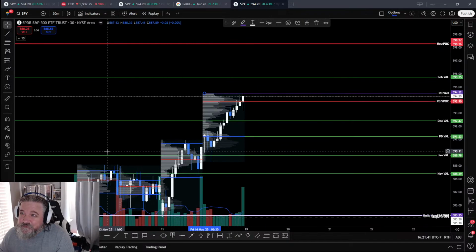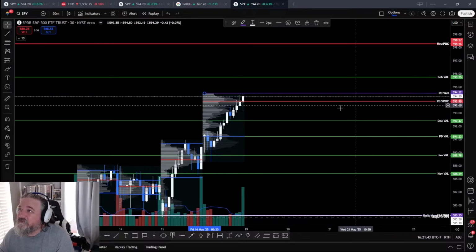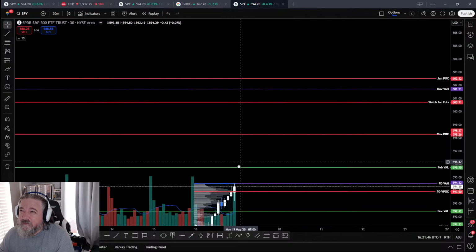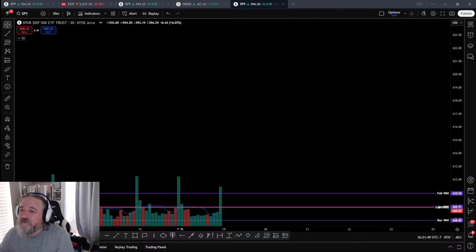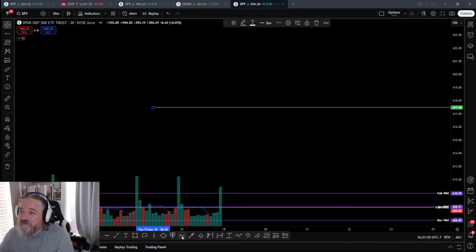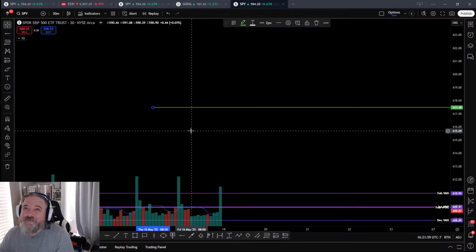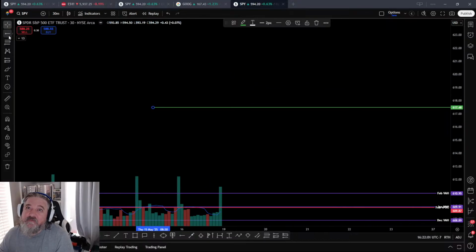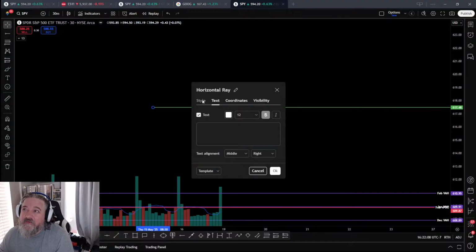Somebody sent me a DM asking how to label the lines. I'm not positive how you do it on a phone, but on a PC, you click your line. I use the horizontal ray, which is the second drop down on the toolbar. On a PC, you double click it, and then up here you have different tabs. One of them is text. You type in your text. Under alignment, I put middle and right. Oh, there's my call. Hang on one second, guys.